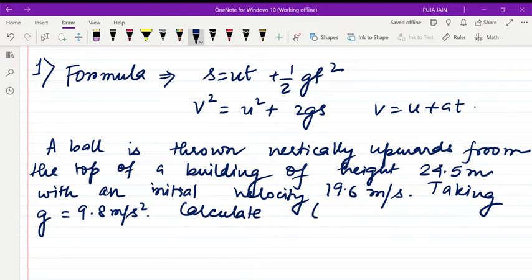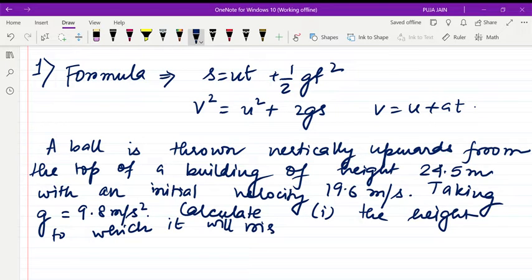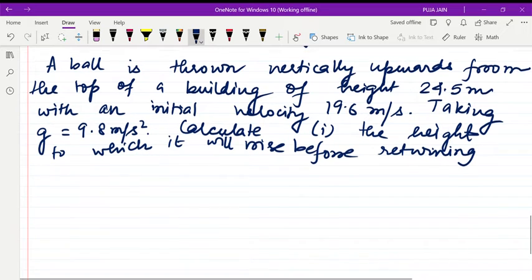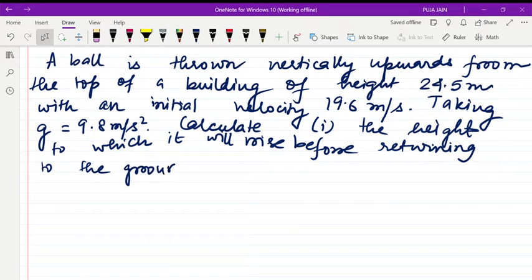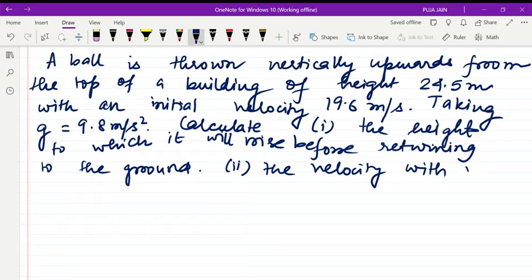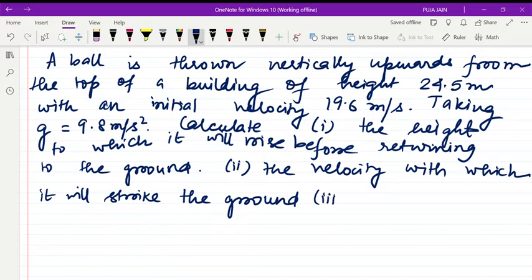Calculate the height to which it will rise before returning to the ground. The velocity with which it will strike the ground, and the total time of journey.